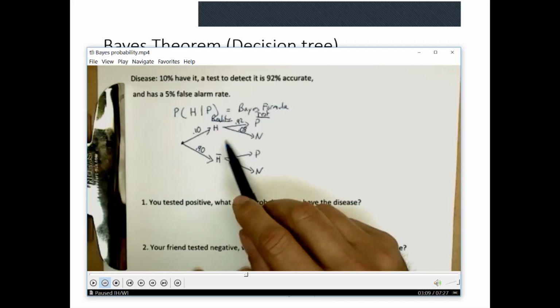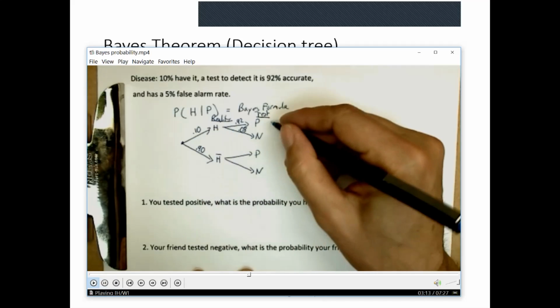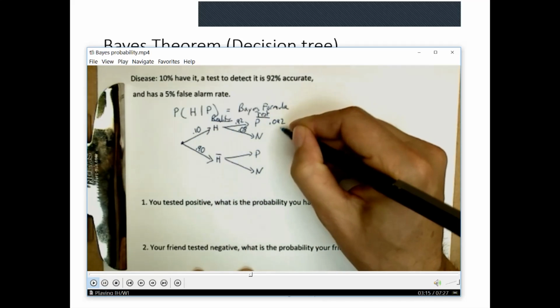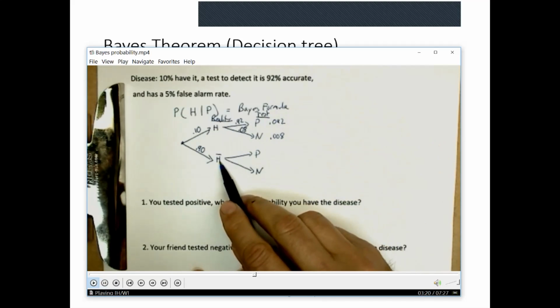And the same, similarly, we will think about if you're not having the disease. And we can get these final probabilities by multiplying. 0.10 times 0.92 is 0.092, and 0.008.